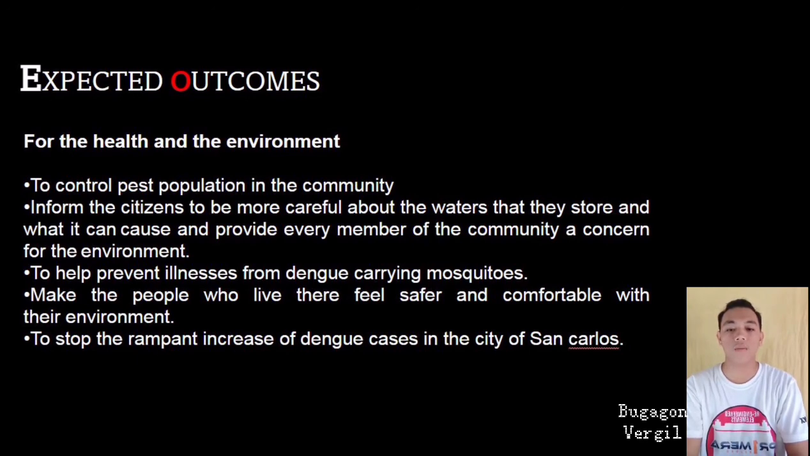First, for health and the environment: to control the pest population in the community. Inform the citizens to be more careful about the water that they store and what it can cause, and encourage every member of the community to help prevent illness from dengue-carrying mosquitoes. Make the people who live there feel safer and more comfortable within their environment. To stop the rampant increase of dengue cases in the city of San Carlos.